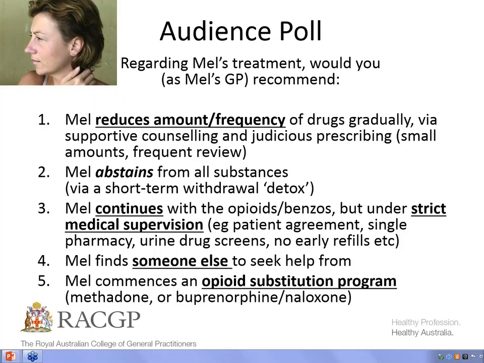So just going through that, 2/3 of you have chosen number 1, recommending she does a slow gradual reduction with a lot of supportive counselling and very careful prescribing. A few suggested abstaining through a withdrawal program. No one's picked the middle one, which is continuing with the use but much more strictly supervised. Then 1 in 10 or 1 in 9 suggested finding someone else to seek help from, and about 1 in 6, 1 in 5 suggested recommending an opioid substitution program for her. Sorry, he expects me to do maths at this hour of the night. So the majority picked number 1.